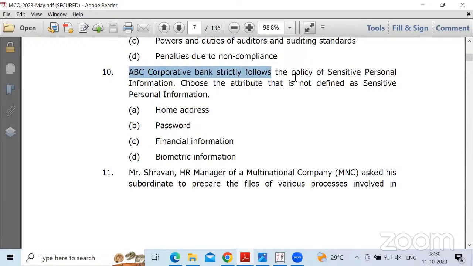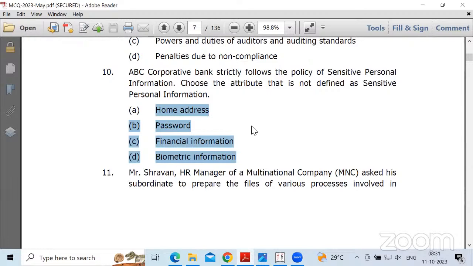ABC Corporate Bank strictly follows the policy of the sensitive personal information. Choose the attribute that is not defined under sensitive personal information. So we have seen what is SPI, but not fully. Sensitive data, sensitive personal information. When you are going to a doctor, you are sharing all your information about your body. But the same thing you will not share with your friends or relatives, sometimes even with your parents also.